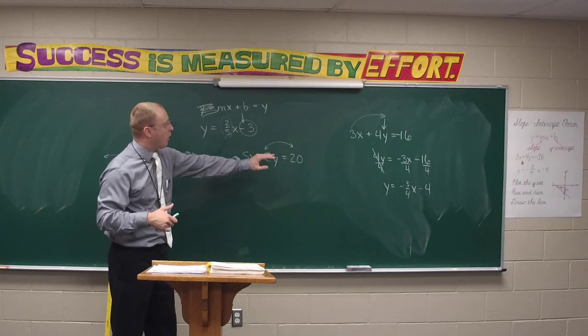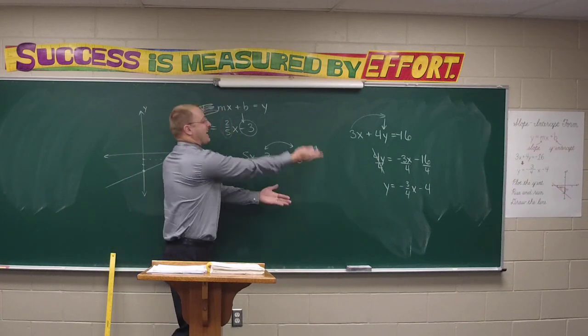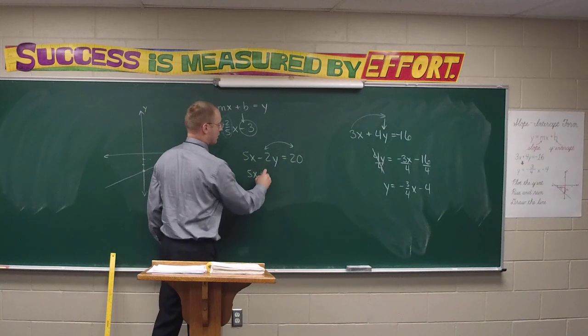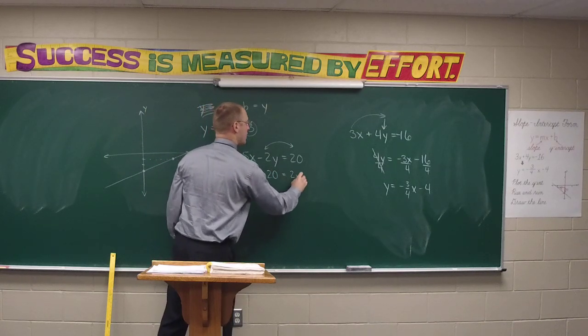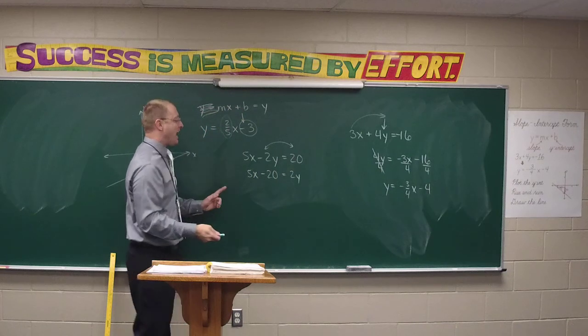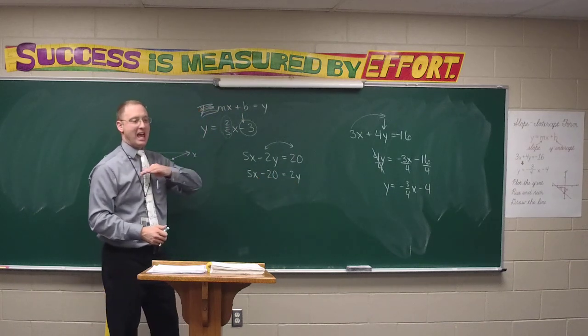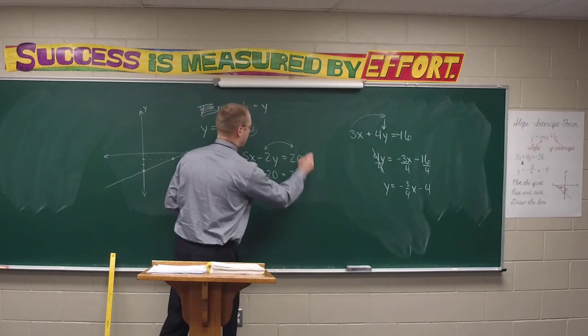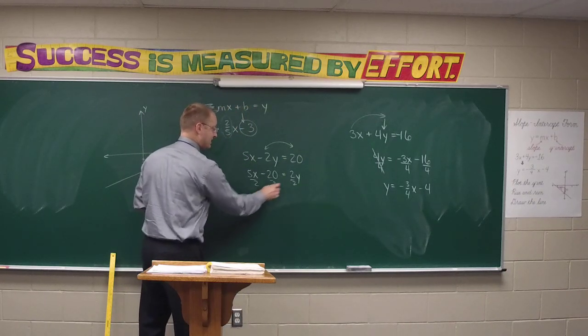Let's double switch it. What does it look like if I send the 2y over and I send the 20 over? Kendall? 5x minus 1 equals 2. There we go, because they both just changed signs. And now, to get the y by itself, class, I have to divide everything by 2.